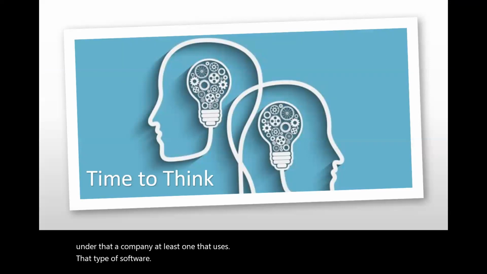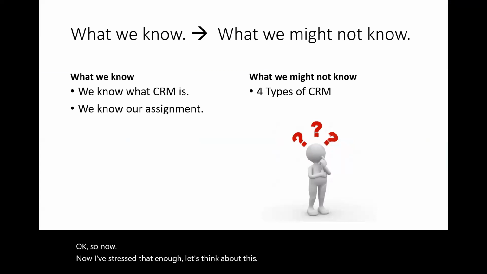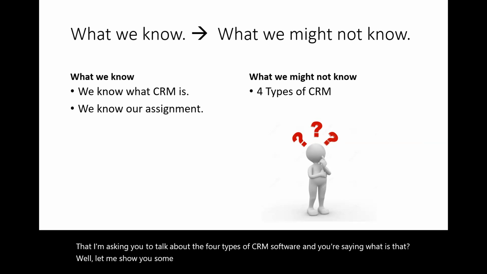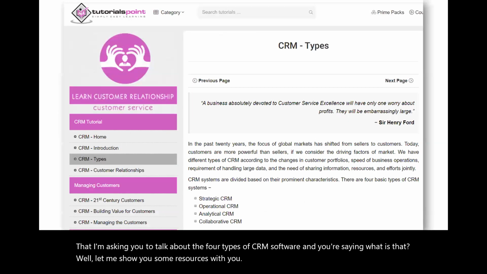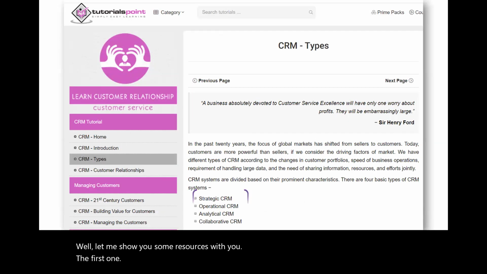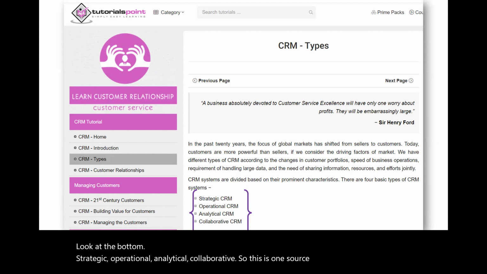Okay, so now I've stressed that enough. Let's think about this. We know what CRM is. You've watched the videos. We know our assignment. You know that I'm asking you to talk about the 4 types of CRM software. And you're saying, what? What is that? Well, let me share some resources with you. The first one, look at the bottom: strategic, operational, analytical, collaborative. So this is one source that might help you.